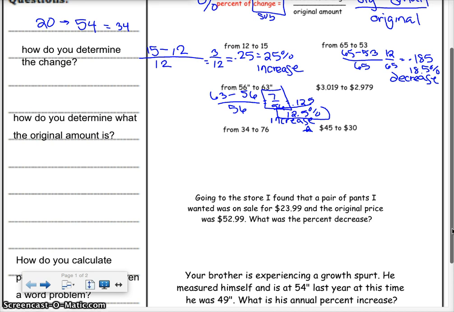Okay? So let's say that something at the store is 45 bucks, and then I went to the store 2 days later, and much to my dismay, it's only 30 bucks. What percent did it decrease, right? So that's like sales. So big number, 45, take away small number, 30, over the original, 45 bucks. 15 over 45, turn that to a percent, top divided by bottom, 33.3% decrease. That's a good deal.